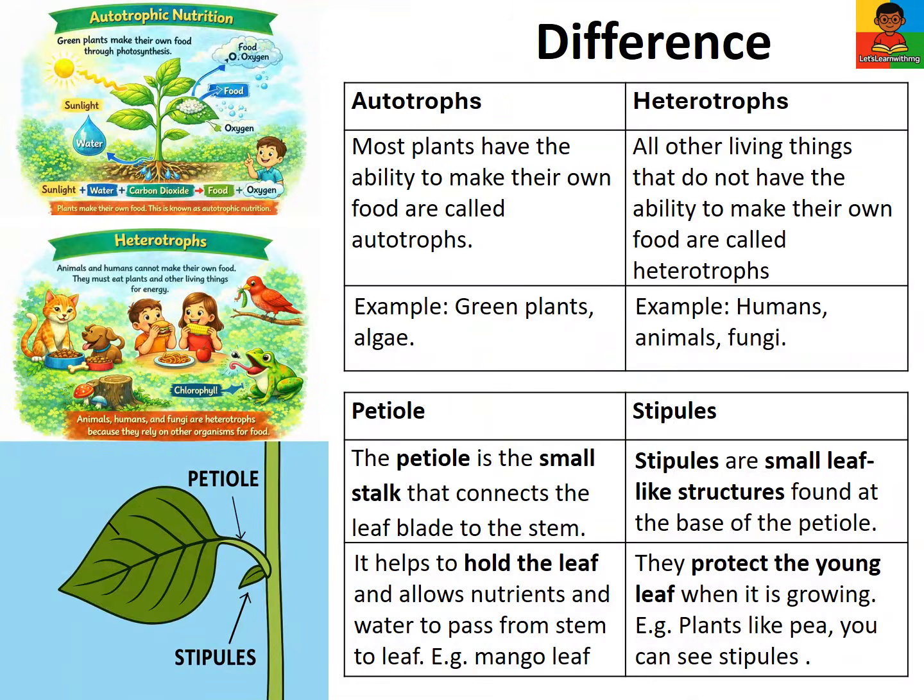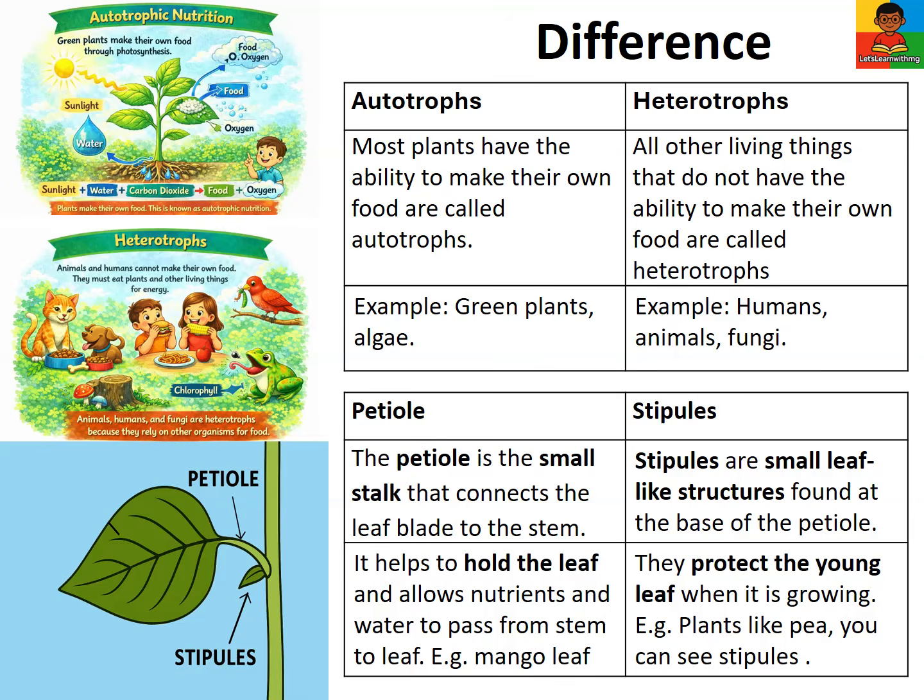Let's compare. Autotrophs. Most plants have the ability to make their own food and are called autotrophs. Example: green plants, algae. Heterotrophs. All other living things that do not have the ability to make their own food are called heterotrophs. Example: humans, animals, fungi.